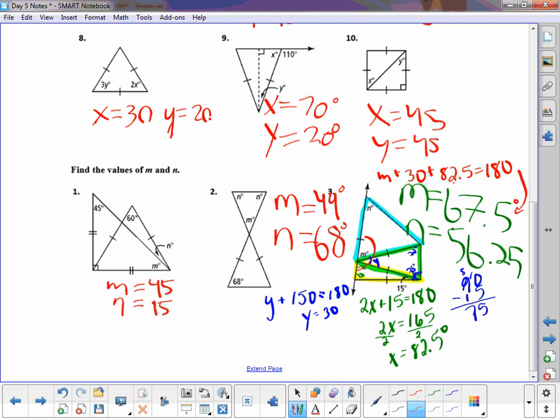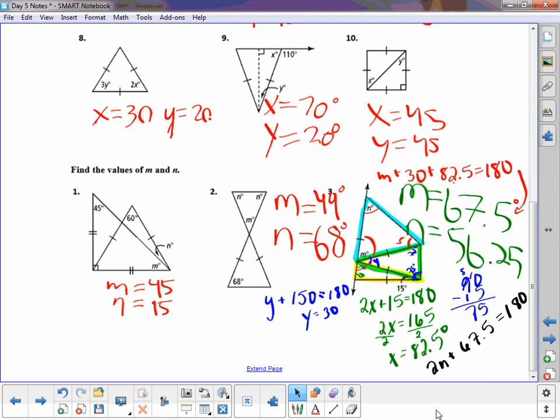Okay. So now I know m, I don't know n, but again, this is isosceles, so I know that these are congruent. So I can go ahead and say then 2n plus my m, which we found was 67.5, equals 180, and then solve from there, and that's how we get n is 56.25. And you could have, of course, left it as fractions. Questions with that one? Questions on any other ones? Okay.